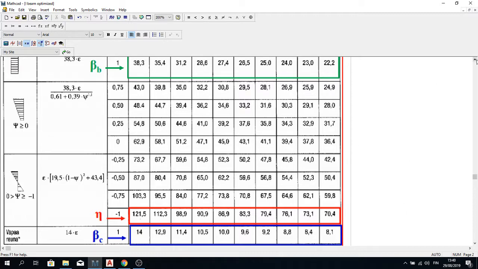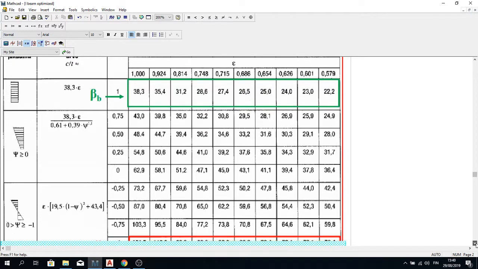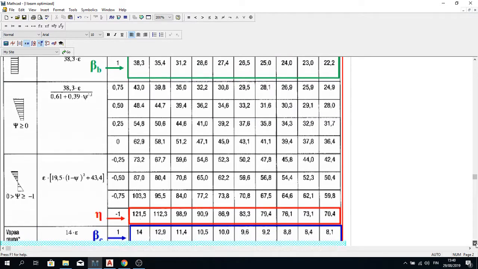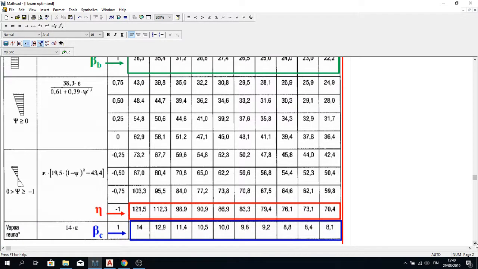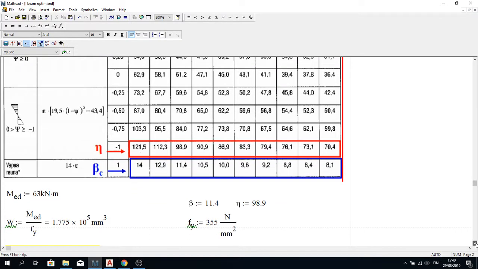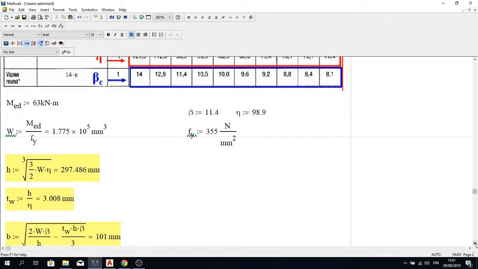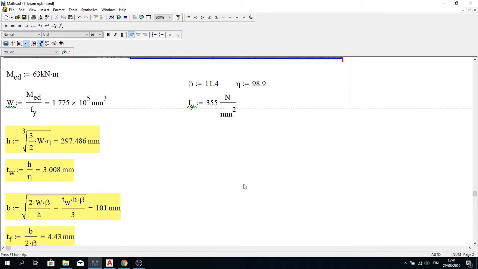So our material is S355. That is why the neta factor would be 98.9 and the beta factor would be 11.4. And the moment, which I took from one example on the internet, is here 63 kilonewton meter.